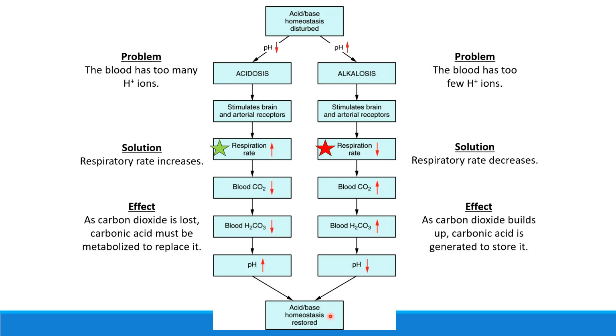So when you're thinking about the respiratory buffer system, remember it's all about carbon dioxide. We either decrease the carbon dioxide in blood or increase the carbon dioxide in blood, and we're going to rely on that shift then in carbonic acid to either increase or decrease those levels, changing my pH.